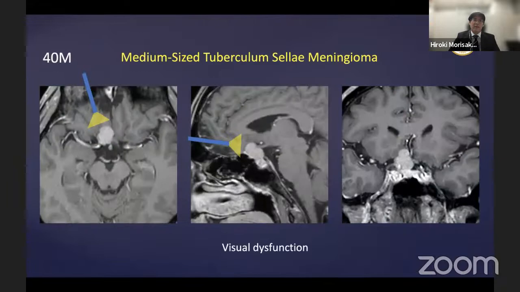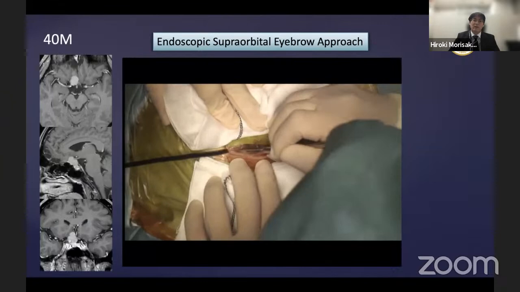So this is the case. This is a 40-year-old male who showed slight visual dysfunction. The size of the tumor is medium, and the attachment of the tumor is the tuberculum sellae. We applied the endoscopic supraorbital eyebrow approach to this case. This is a surgical video.